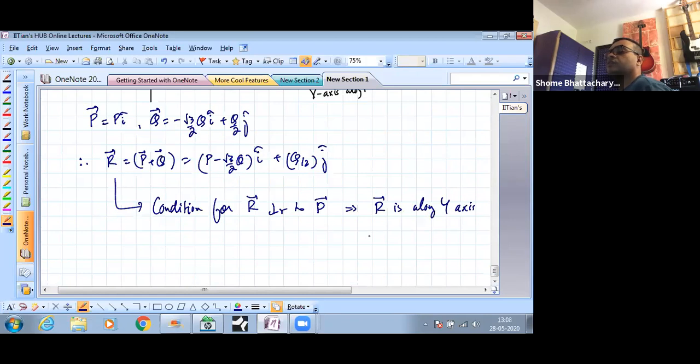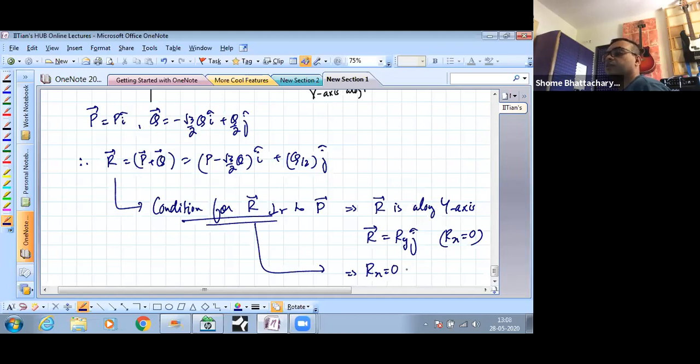So if it is along the y-axis, the resultant should just be some y component j cap. Its x component should be 0. So the condition for this perpendicularity becomes that its x component is 0. So now see above what is the x component. It is P minus Q root 3 by 2. This should be 0. That's it. That will give you the answer.